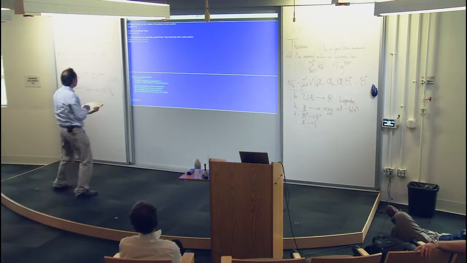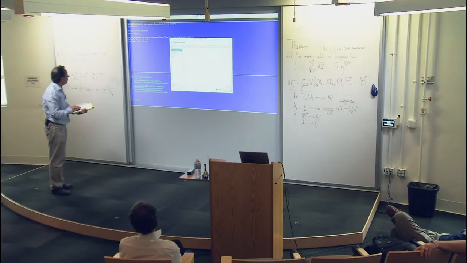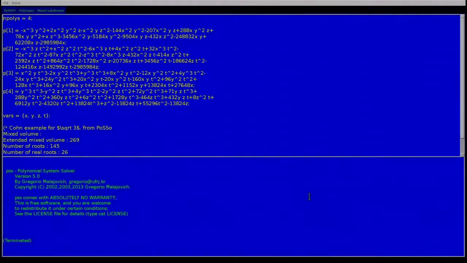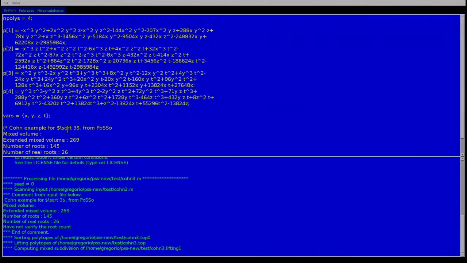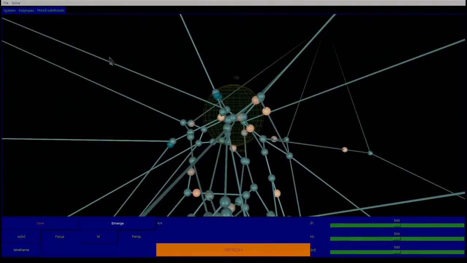Okay, let's look at the polynomial system. So I'll file open, and I'll choose a system like this, Con3. This is a test system, so it's here. Let's solve it. Done. And let's look at the mixed subdivision.